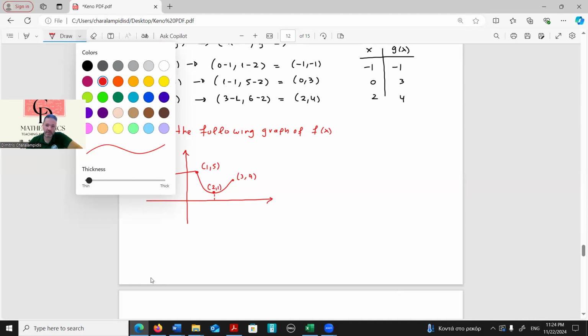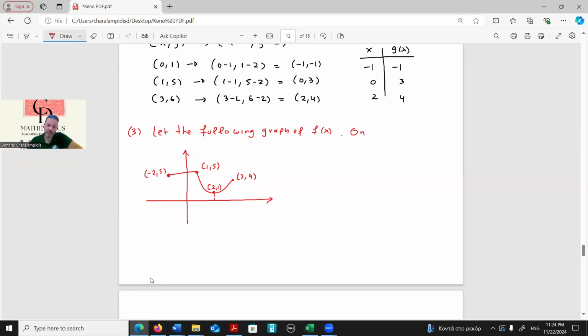On the same set of axes, draw h of x is f of x minus 1 plus 3. Again, similar to the previous exercises.